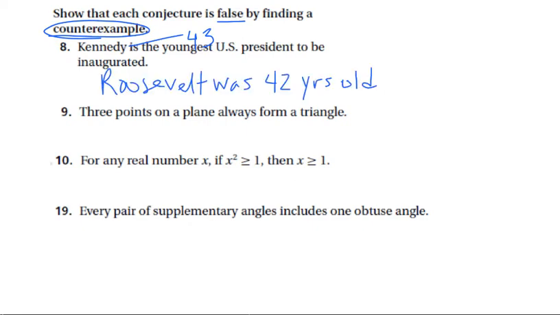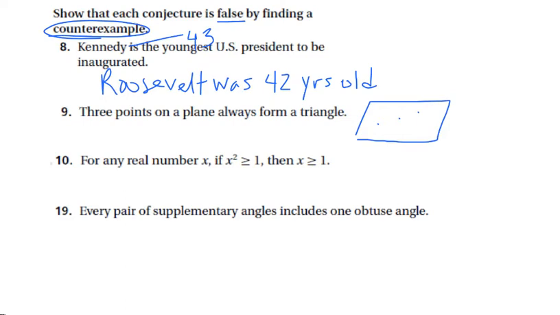So next, 3 points on a plane always form a triangle. Not necessarily, and that's why we want to show that it's false. Remember, you can draw a diagram for this as well. If we have 3 points, the only way that they're not going to form a triangle is if they all are on a straight line. So the 3 points are collinear.